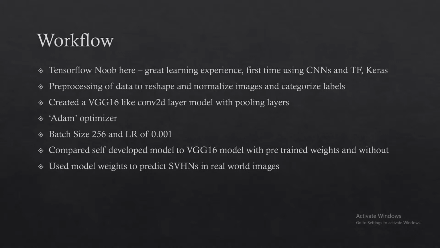And for my optimizer, I used Adam, the adaptive moment estimation, and I just found this to work empirically better against the RMSprop and SGD. Similarly, empirically, I found the most optimized batch size to be 256 and learning rate to be 0.001. Then after all that, I compared the self-developed model to the VGG16 model, both with and without the pre-trained weights, and I used the model weights to predict SVHNs in real-world images.